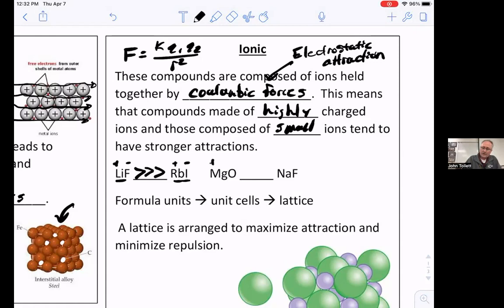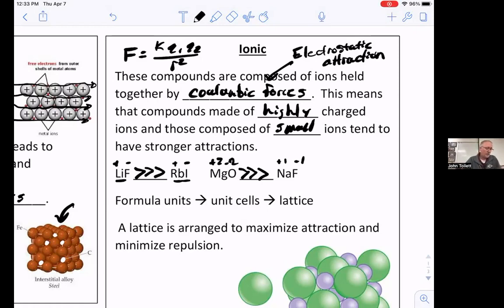Over here, we've got magnesium with a +2 and oxygen with a -2, sodium with a +1, and fluorine with a -1. So the magnesium oxide is going to have a far stronger Coulombic force between the two, simply because the numerator of Coulomb's law is going to be far greater. Generally, we say that the charge trumps the size. So charge is always going to be more important than the size, but size matters too.